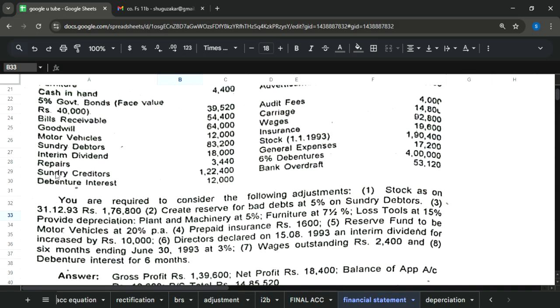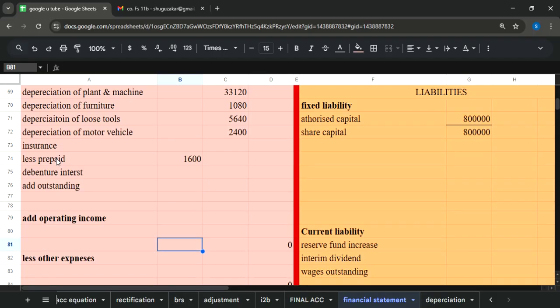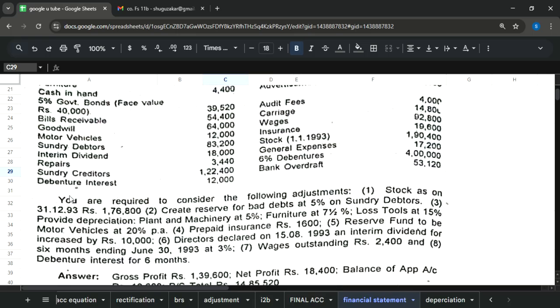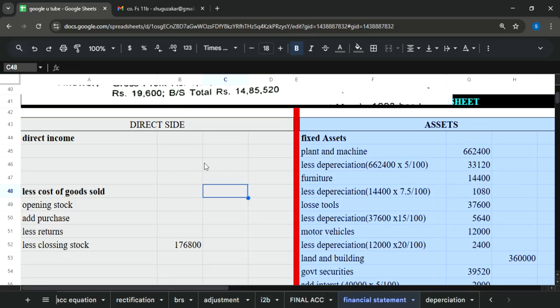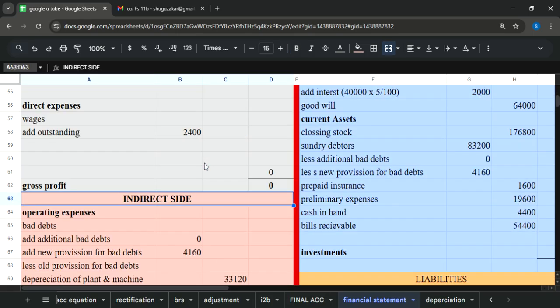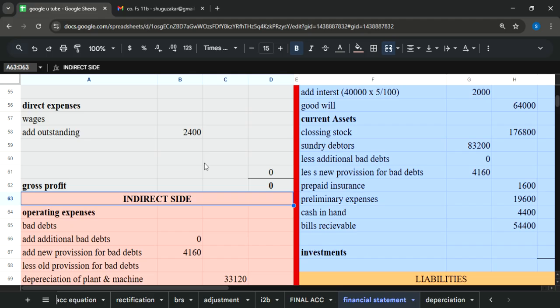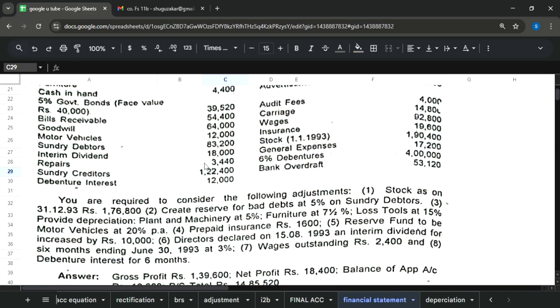After interim dividend, we have repairs. Repair is part of operating expenses. And now we will see the amount of repairs, 3440. In operating expenses, we are going to record it, 3440. Just typographically, I have written the wrong amount and this was so bad.